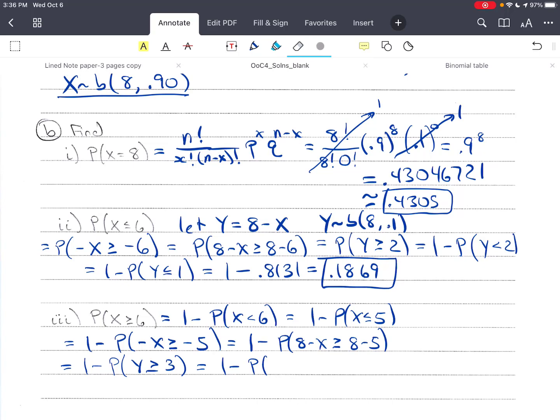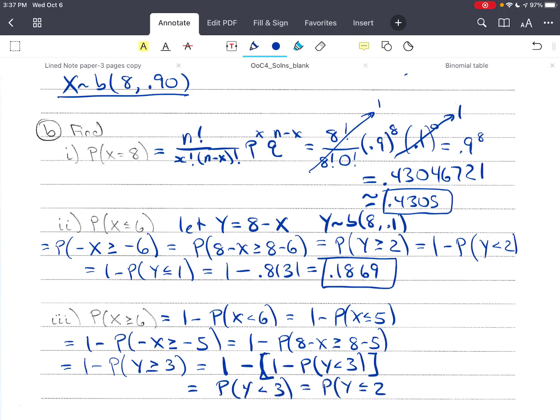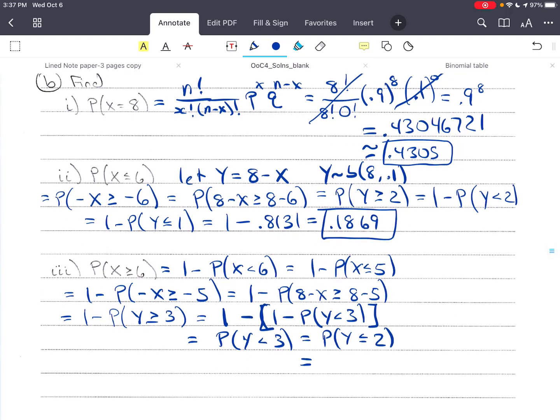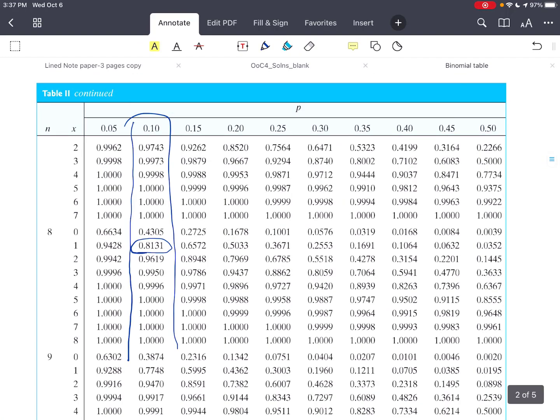Which is 1 minus, this has to be less than, yes, okay, so 1 minus the probability Y is less than 3, which is the probability Y is less than or equal to 2, which is equal to 0.9619.